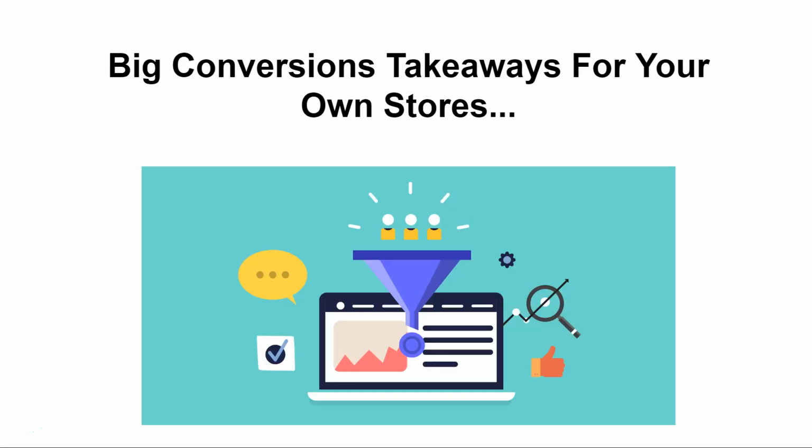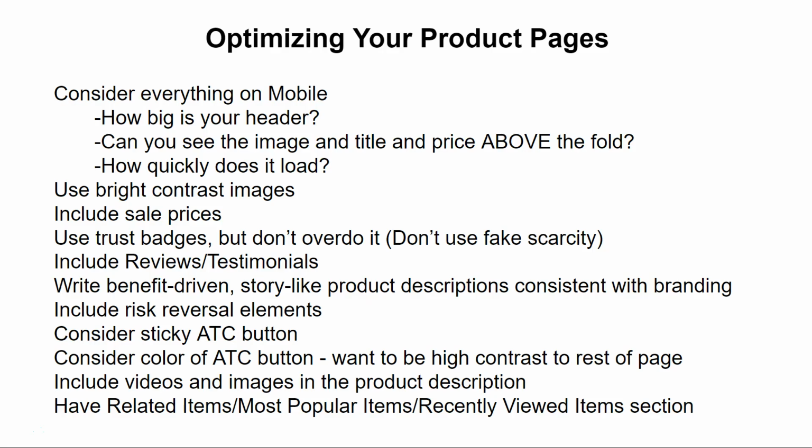A few big takeaways for your store to think about. Optimizing your product pages. We talked about this; this is just a review, really. Consider how everything looks on mobile. How big is your header? Can you see the image bright and clear, with the title and the price above the fold, meaning before they have to scroll? How quickly does it load? On mobile especially, it needs to load quickly.